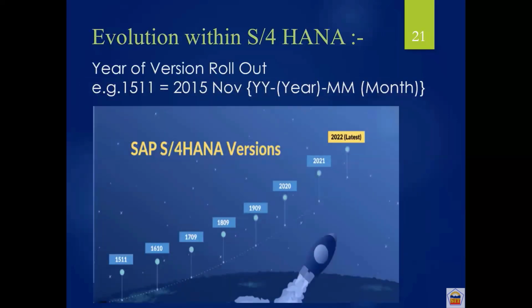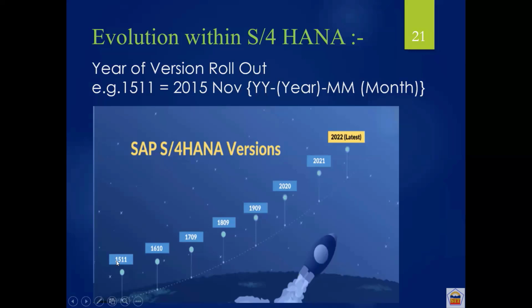Within SAP S/4HANA, this version has evolved a lot. You can see these are the version names: 1511, 1610, 1709, 1809, 1909, 2020, 21. So what does 1511 mean? 15 means the year and 11 means the month, so we have November 2015.